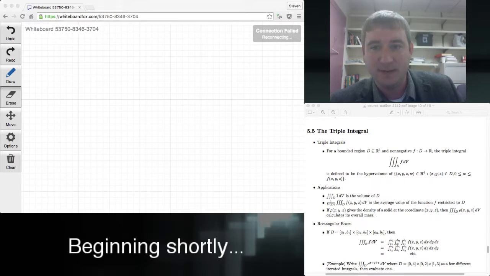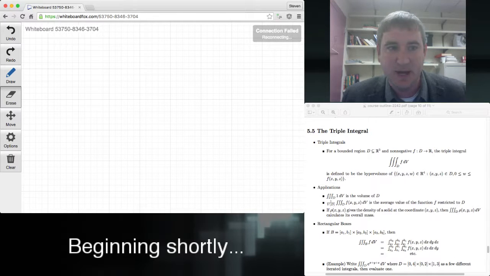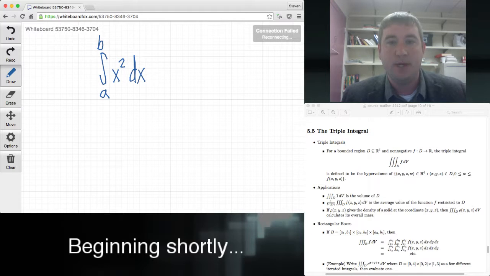The other technical difficulty is that I found some new whiteboard software that seems not to lag nearly as badly. I seem to be writing a little bit better with this. But the problem is, as you can see, it says connection failed.